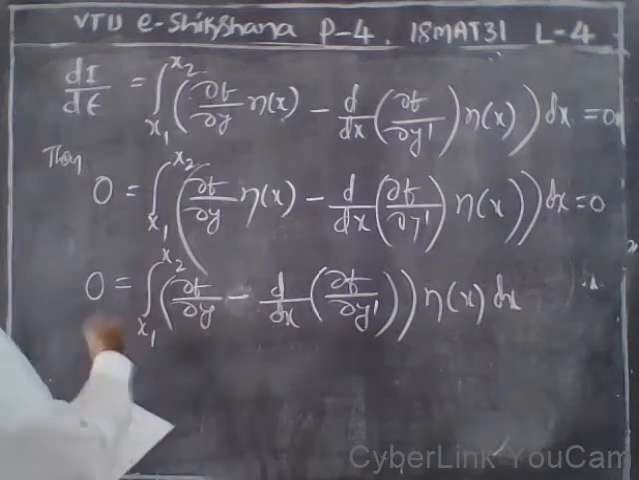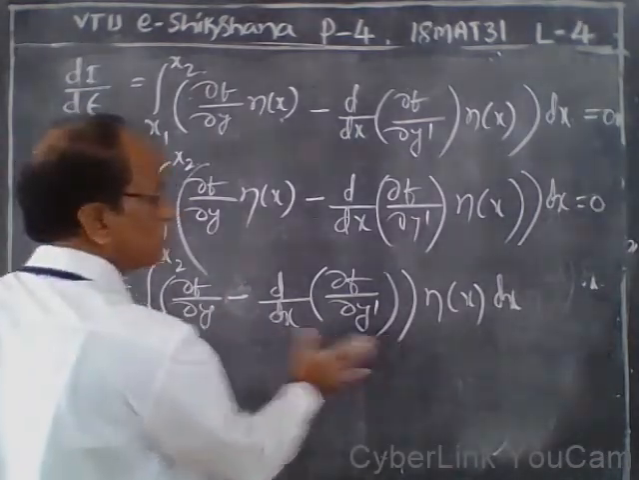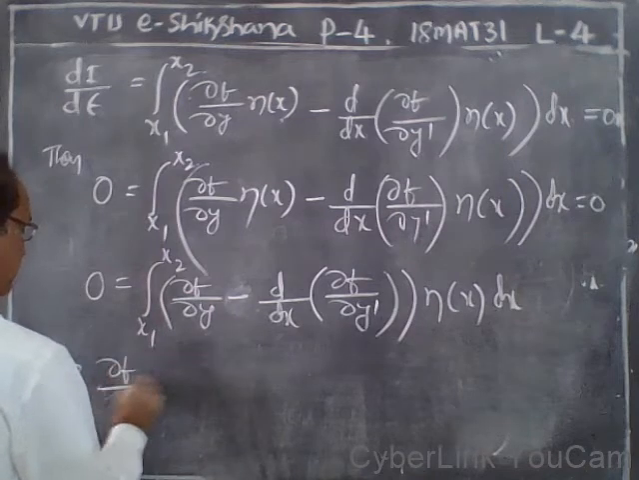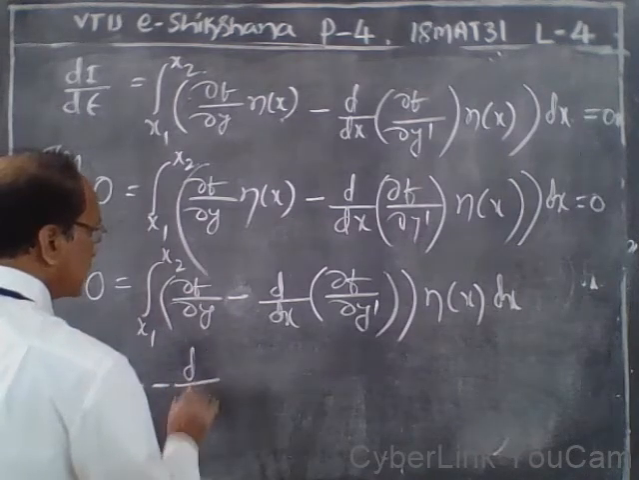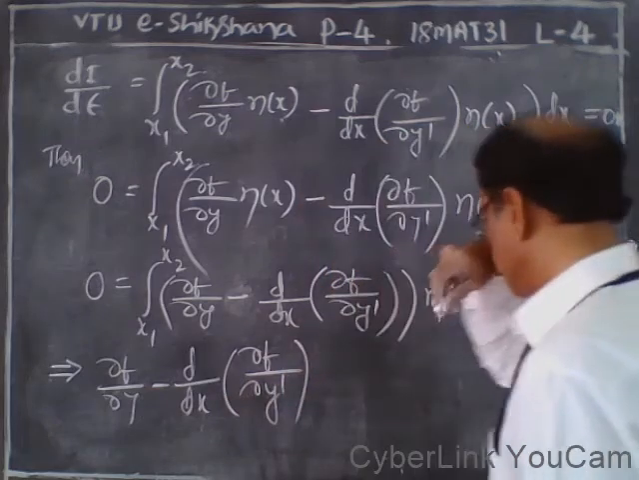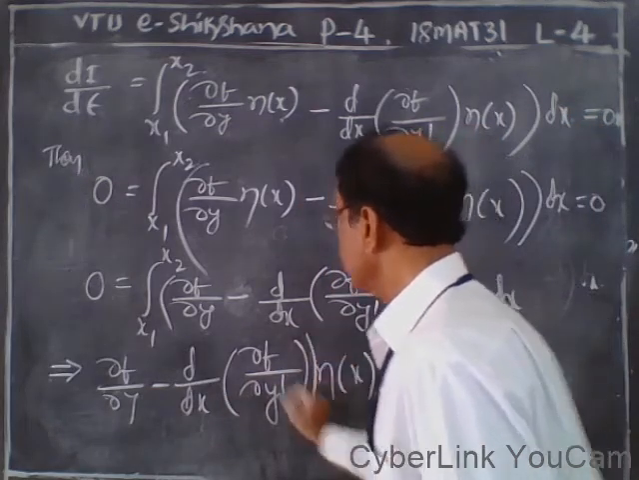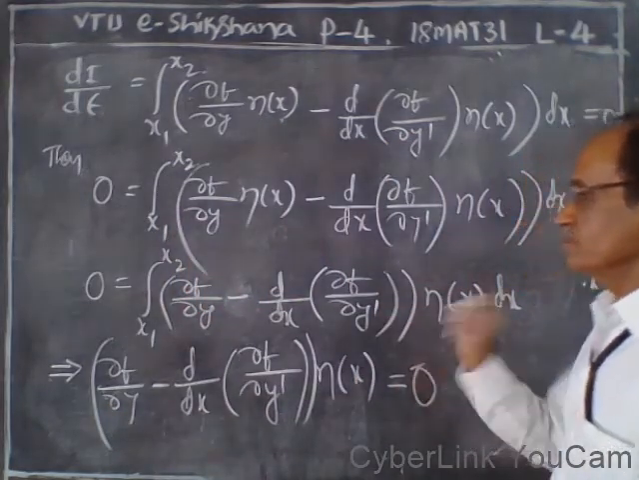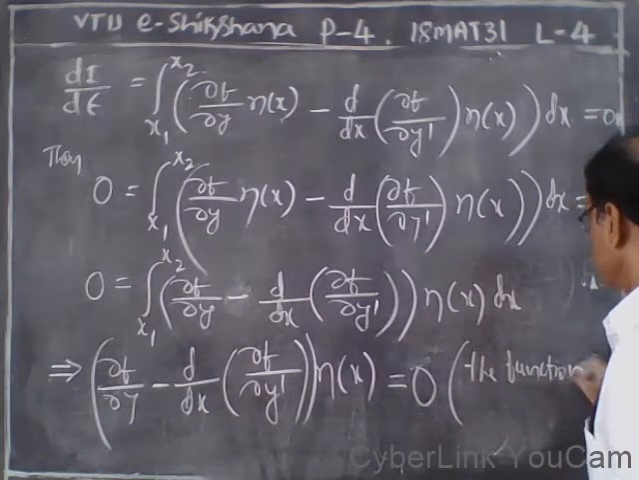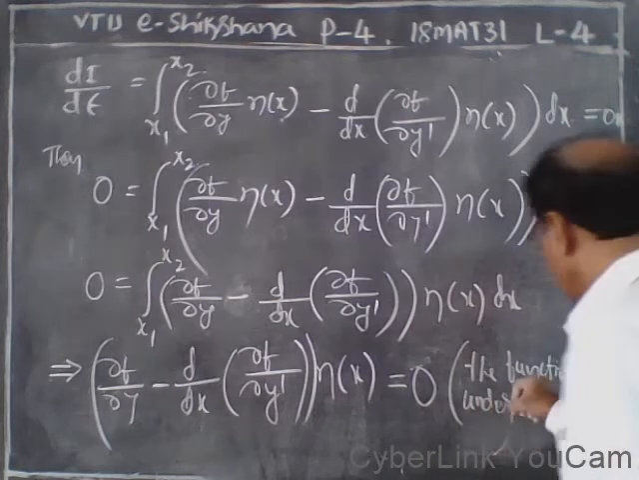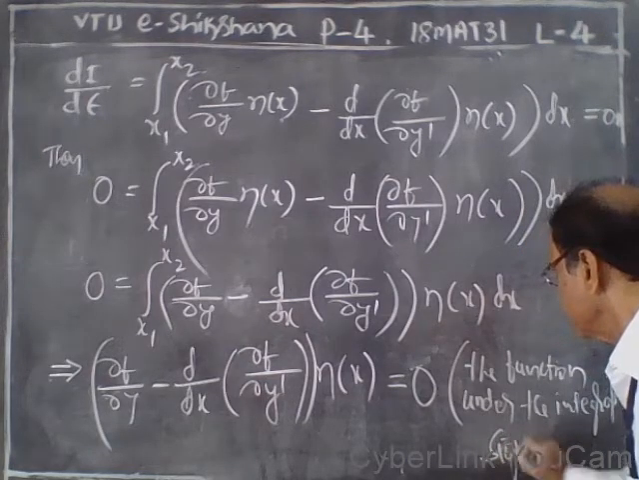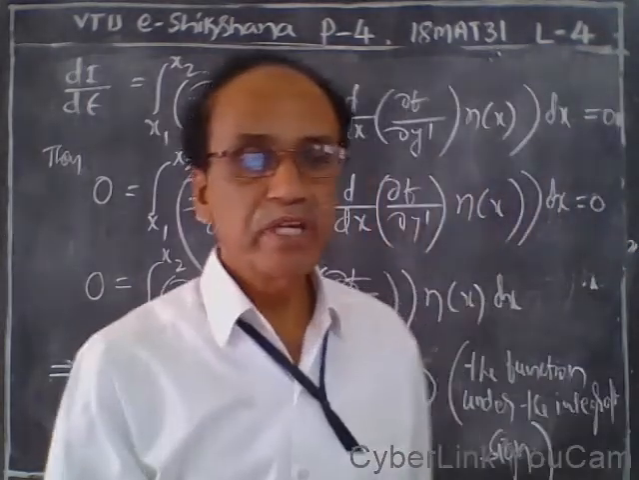When this integral is equal to 0, it means the integrand must be equal to 0. The integrand must be equal to 0 means we consider del f by del y minus d by dx of del f by del y dash, multiplied by eta of x, to both these terms, that is equal to 0. That means the function under the integral sign should be equated to 0.